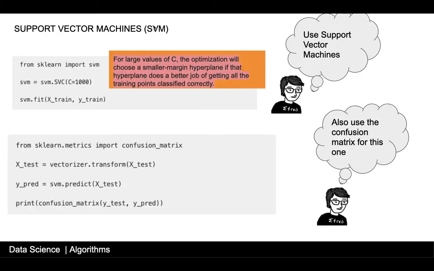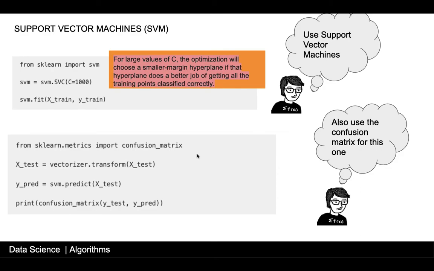And then we can use a sample algorithm like support vector machines. So you can import that from scikit-learn, import SVM, and you can adjust your C. So C stands for regularization: for large values of C, the optimization will choose a smaller-margin hyperplane if that hyperplane does a better job of getting all the training points classified correctly. So this is a big C here to get a smaller margin. If you want, you can adjust your C to a smaller value, but that will affect the model.